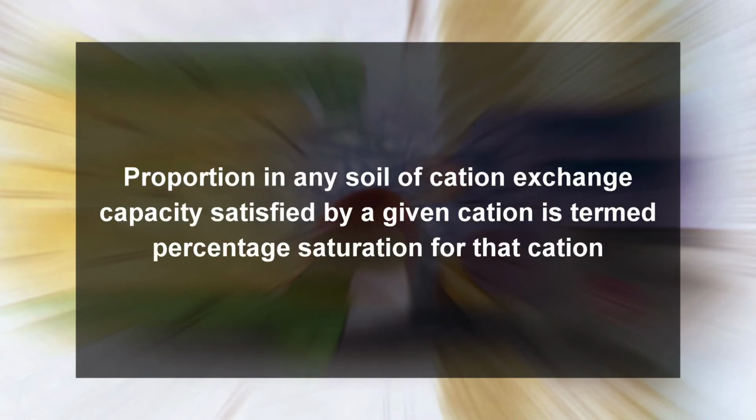Several factors operate to accelerate or retard the release of nutrients to plants. First, cation saturation and nutrient availability. The proportion in any soil of the cation exchange capacity satisfied by a given cation is termed the percentage saturation for that cation. Thus, if 50% of the cation exchange capacity were satisfied by calcium ions, the exchange complex is said to have a percentage calcium saturation of 50. If the percentage saturation of the exchange complex by a given cation is high, the displacement of this cation will be comparatively easy and rapid. For example, we have two soils with calcium saturation of 75 and 203.